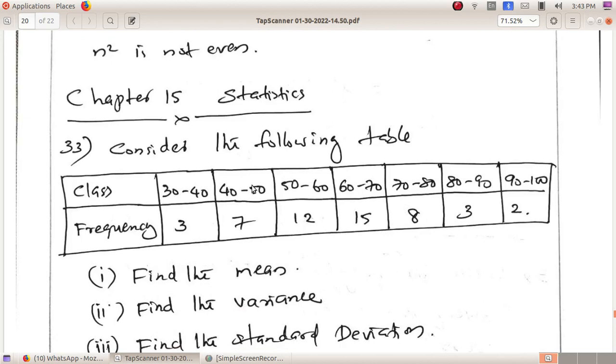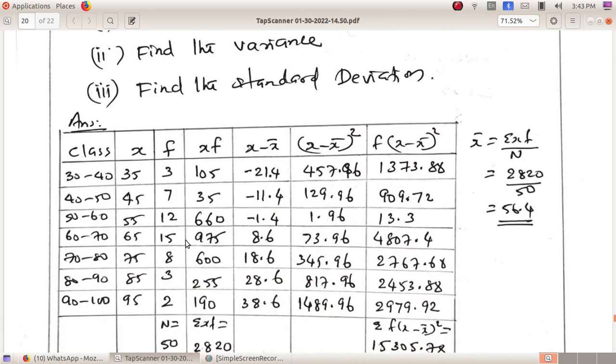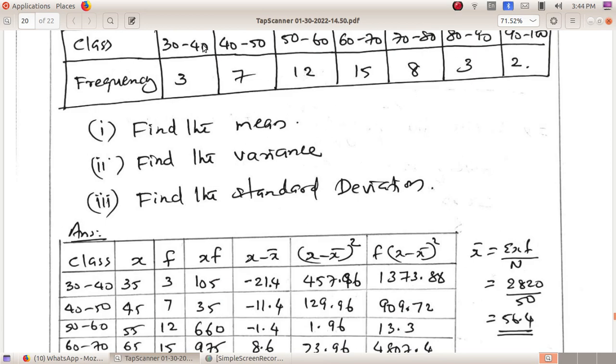Chapter 16, statistics. Consider the following table. You see this table, class, frequency. Find mean, variance, standard deviation. For that, you should make a column like this. Class, 30, 40. Then its middle value, because 30 plus 40 is 70.